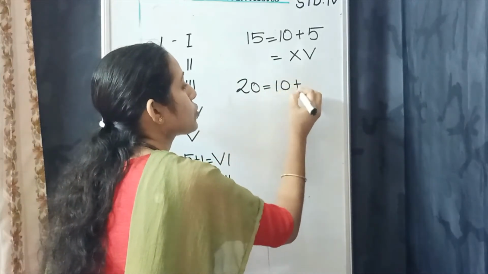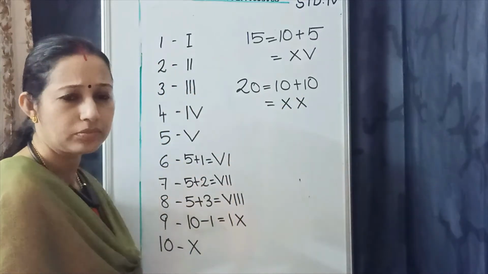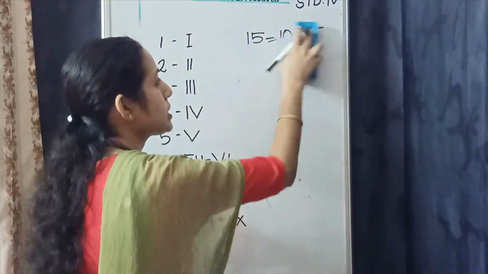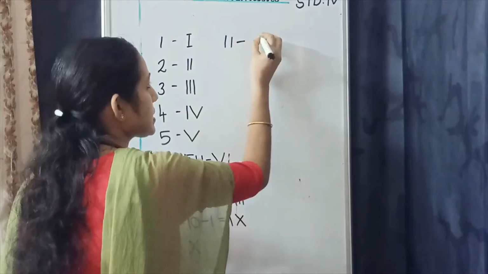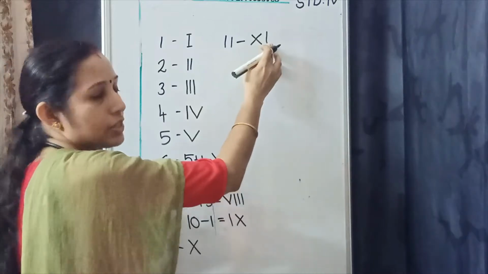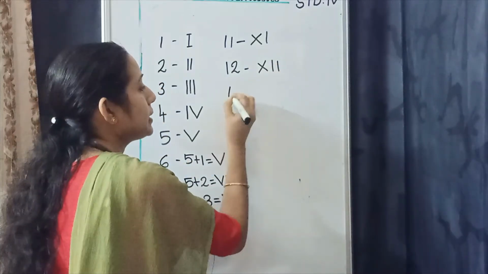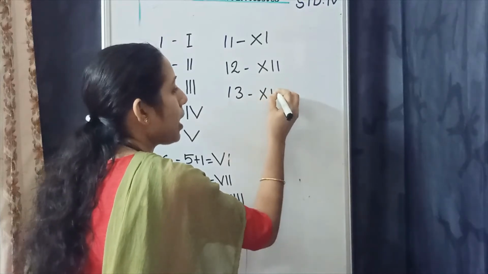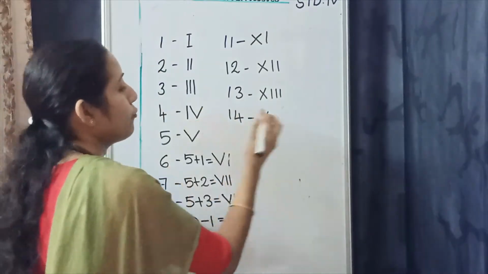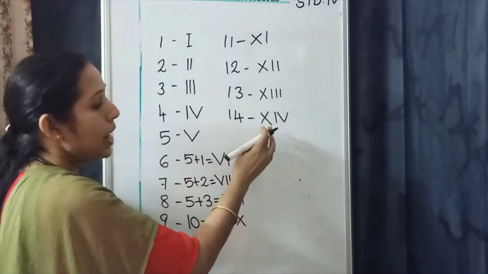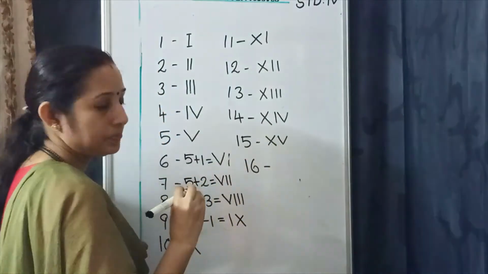We can easily write the numbers if you know the basic symbols of Roman numerals. 20 is 10 plus 10. 10 means X, so to write 20 we write XX. How do we write 11? 11 means X, I, 10 plus 1. 12 means X, II, 10 plus 2. 13 means X, III, 10 plus 3. 14 means X, IV, 10 plus 4. 15 means XV.